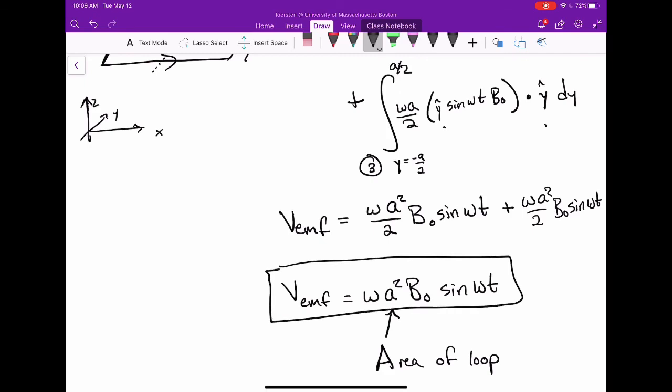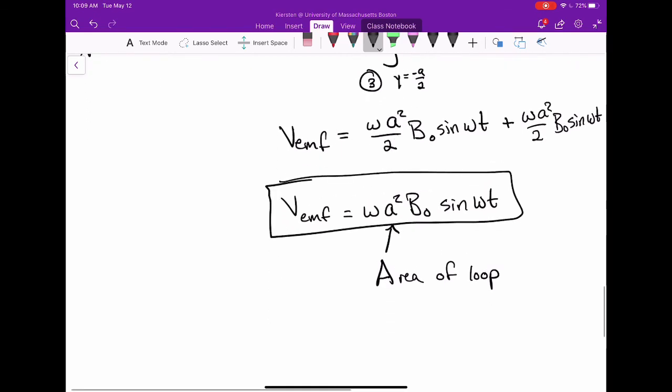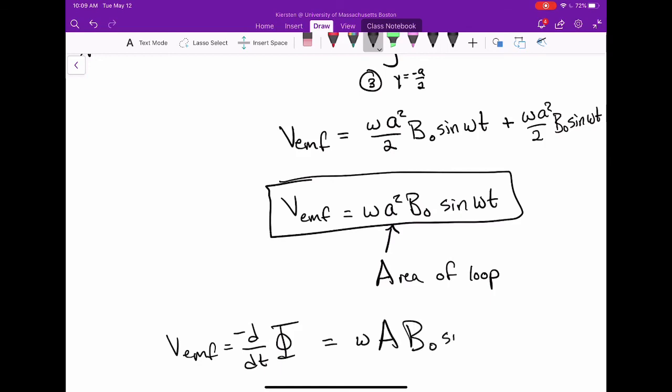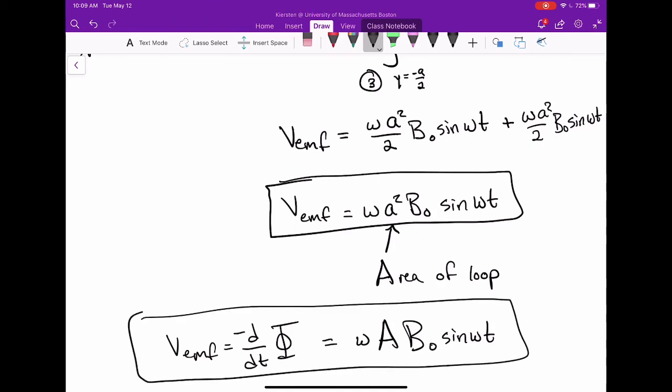And if we look back, when we calculated this based on VEMF is the negative time derivative of the flux, we got the same answer, omega a squared b naught sine omega t. So doing this the motional way or the more transformer-like way got us the same answer both times, which is how it should be.